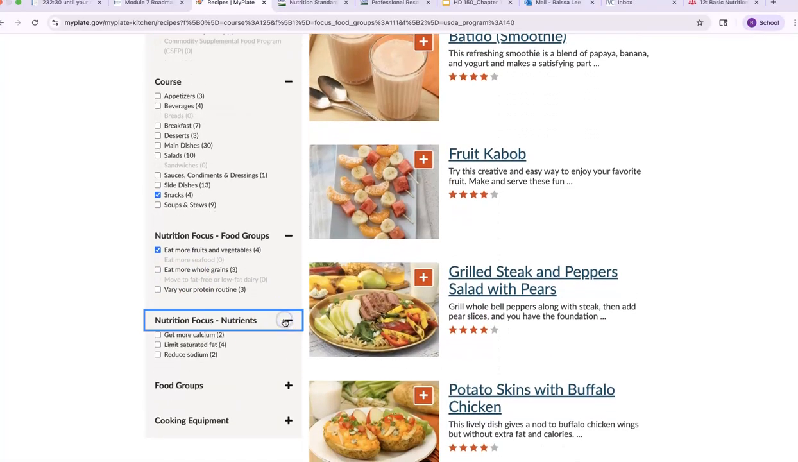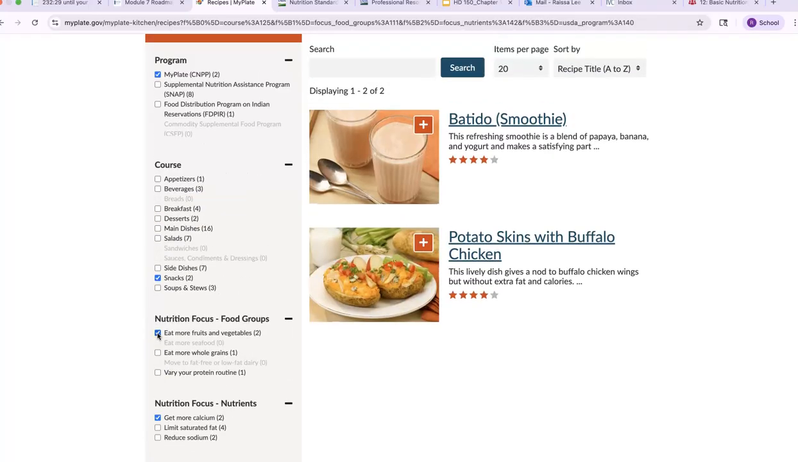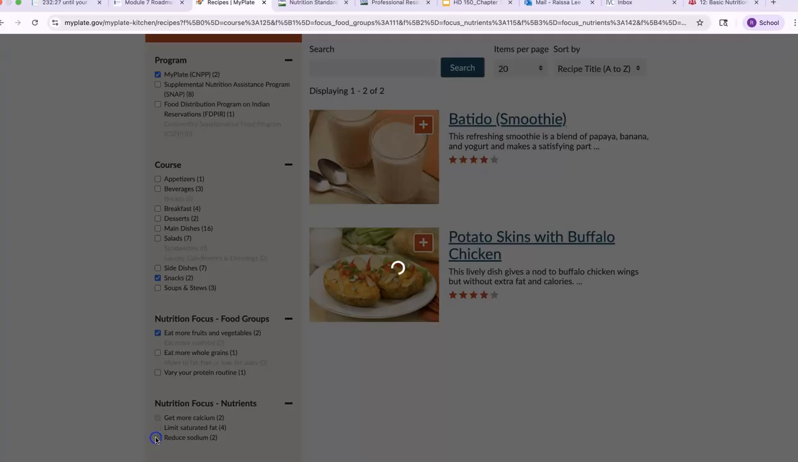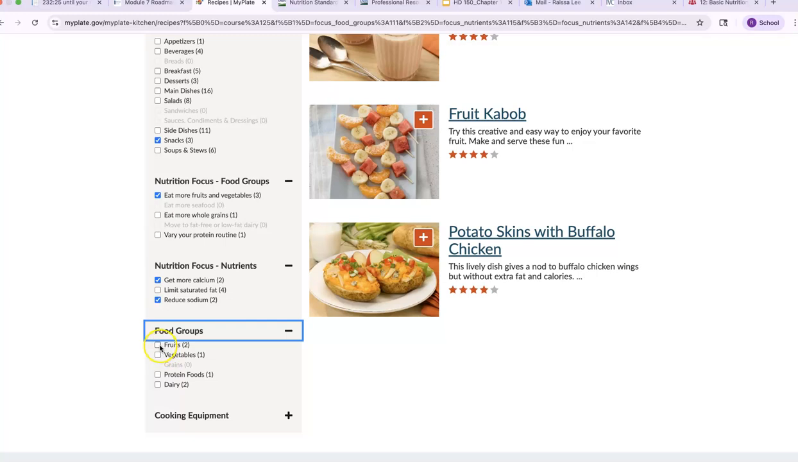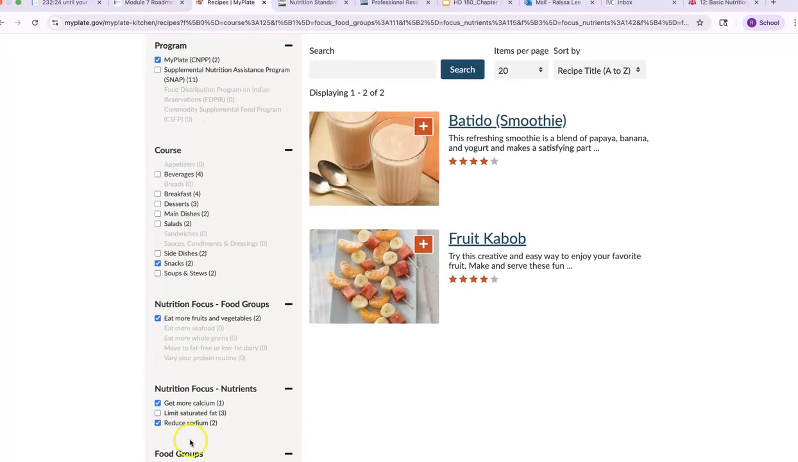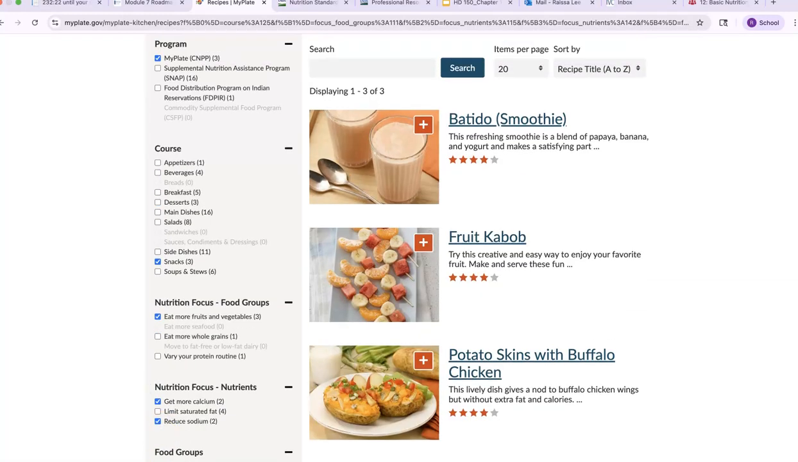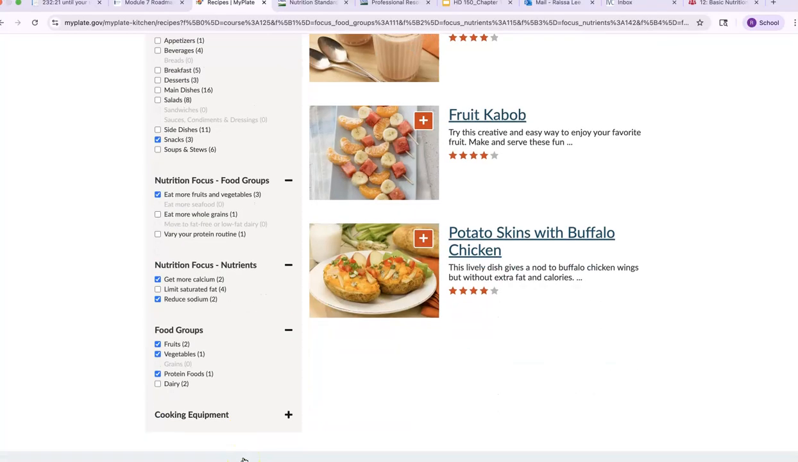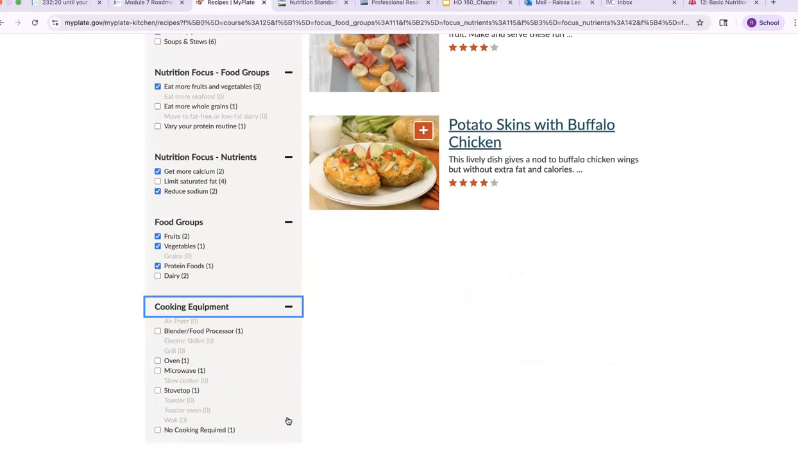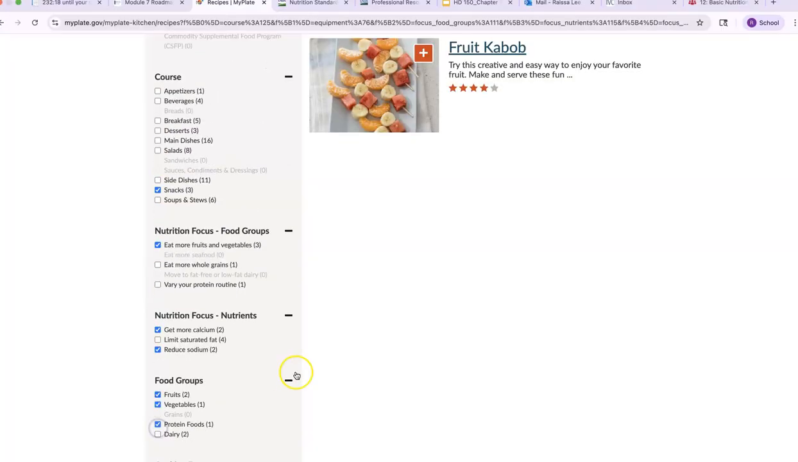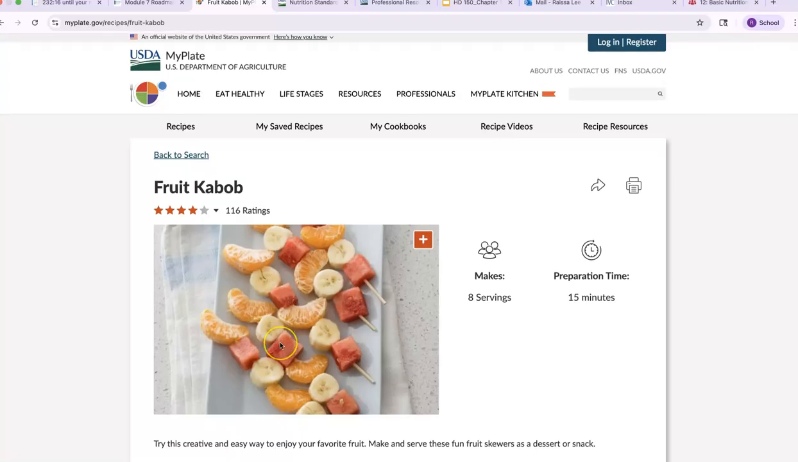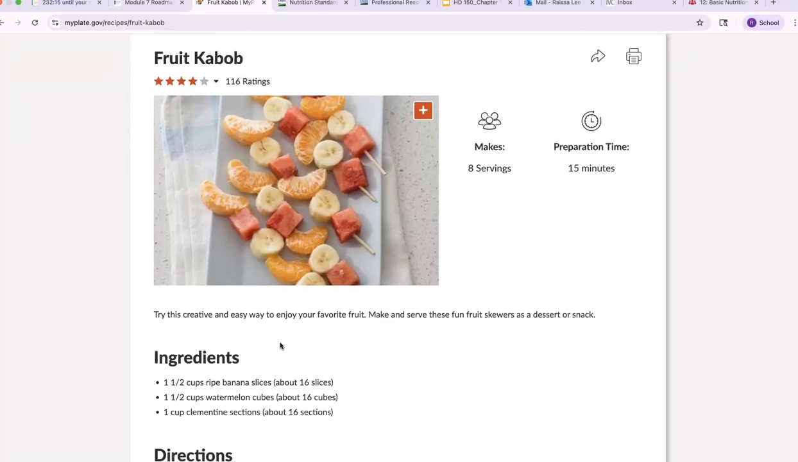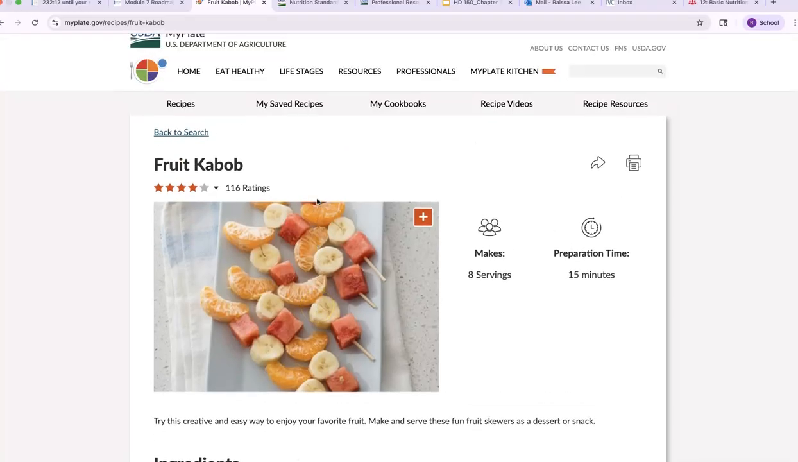And let's say that I want more calcium and I want to reduce sodium. I love salty foods, so those are good for me. And then I want fruits and vegetables and protein foods. I'm lactose intolerant, so I'm not going to do dairy. And for cooking, I just want to do no cooking required. And then it'll have, oh, like this fruit kebab. This is a really yummy idea for food. Oh, isn't that beautiful? And that would be so fun for littles to create too. And then, of course, safety.